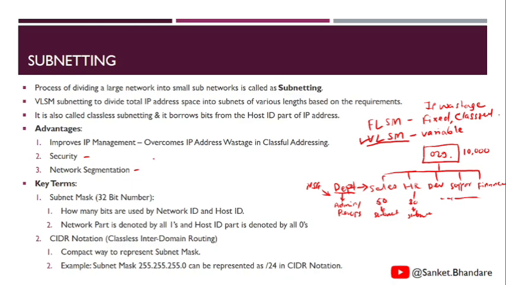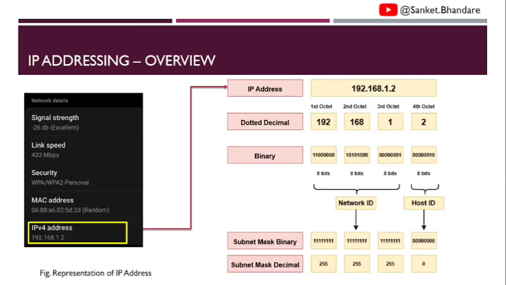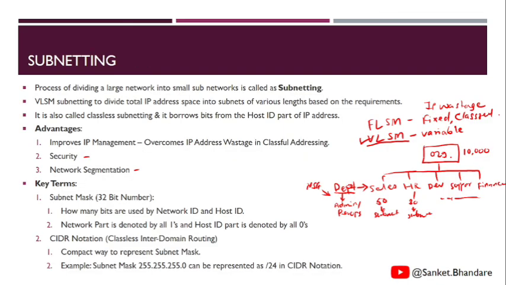Key terms used in subnetting. A key term used in this topic is subnet mask. In the previous slide you have seen subnet mask. So what is this subnet mask? Subnet mask is a 32-bit number, and it denotes how many bits are used for network ID and how many bits are used for host ID.